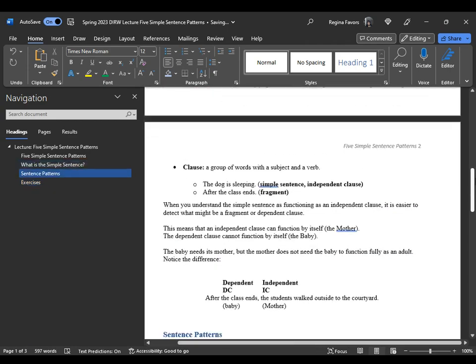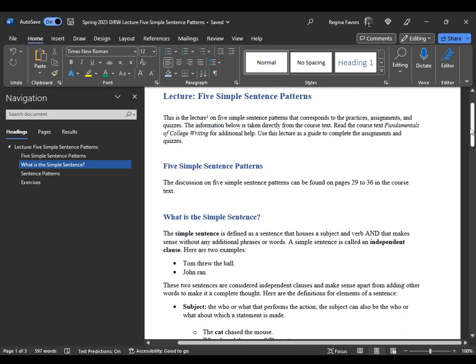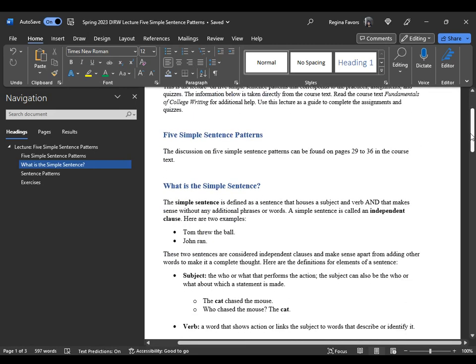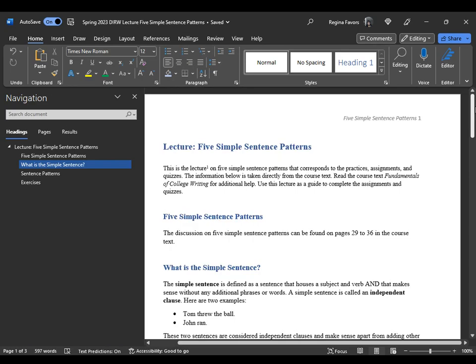Okay, so this is the lecture for 5 simple sentence patterns. Be sure to read your textbook on this topic. But the majority of the sentences and phrasing have been taken directly from the actual course text. This lecture is subject to fair use.